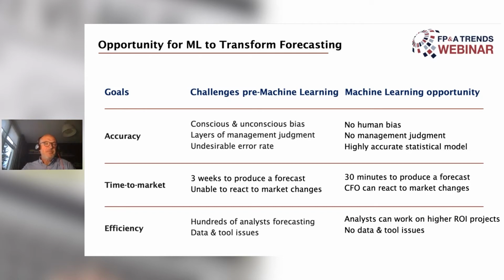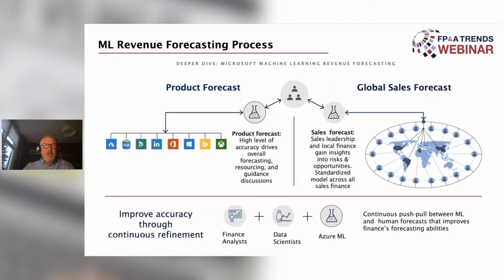If you want to understand how it works at Microsoft, let's go to the next slide, because basically what we're doing is that we're going to have 2 different kinds of forecast. It should show a product forecast and a sales forecast. It's on the next slide. It's not moving, at least my slide. Yeah, there it is.